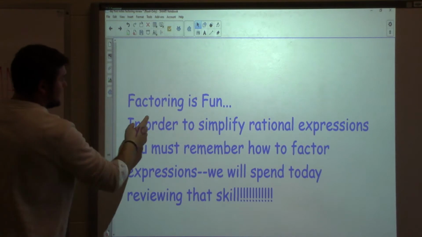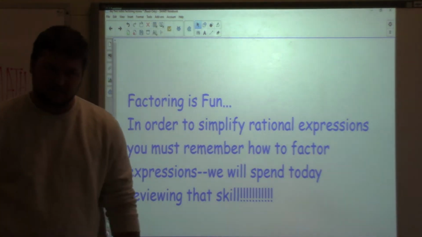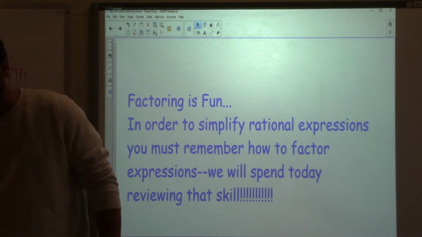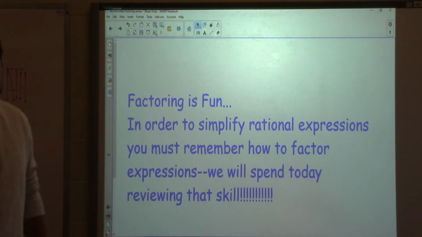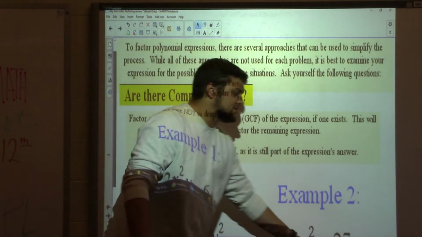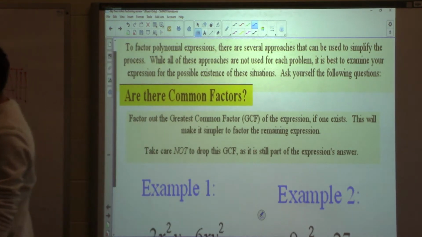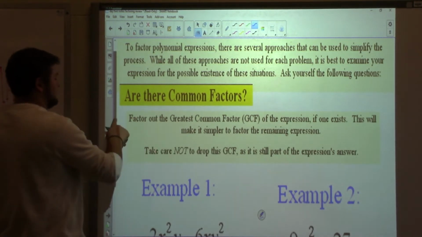So, guys, almost our whole unit is based off of factoring. If you can't factor, we've got to figure out a way to make it so you can. A lot of our units will be based off factoring. First things first, you should ask yourself, are there common factors? That is the first thing you should always ask, because if they have common factors, you should always factor them out, right? Factor out the greatest common factor.